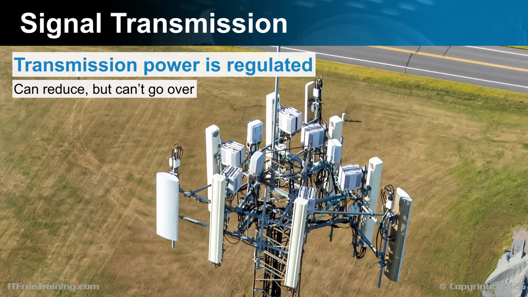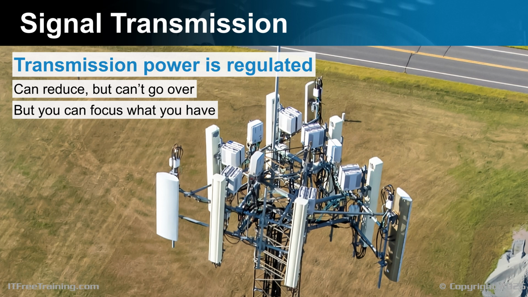To make better use of the signal transmission, you can focus what you have. Here, the antenna will focus the signal in a certain direction. For example, the antenna may have material behind the antenna to reflect the signal in the opposite direction and block any other signals from entering. It is easier to understand with an example.